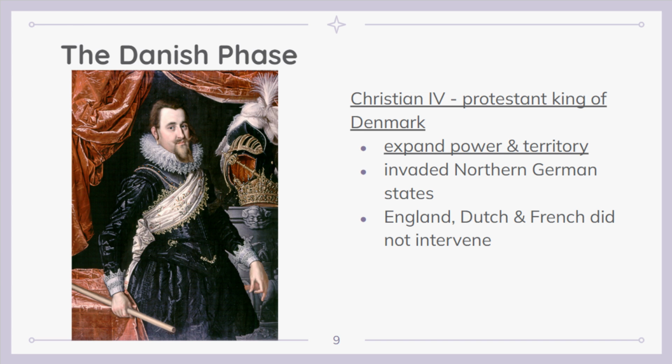So the Danes are being led at this point by a Protestant king in Denmark called Christian IV, who is expanding his power and territory, trying to branch into the Holy Roman Empire, which, as you can imagine, does not go well for him. But an interesting fact is that England, the Dutch, and France do not intervene right away. They want to watch this play out, which is interesting considering the whole balance of power dynamic that's going to go on a little bit later in the century.